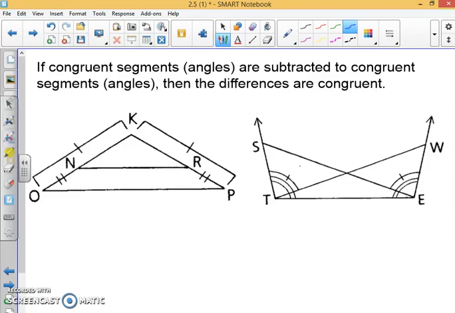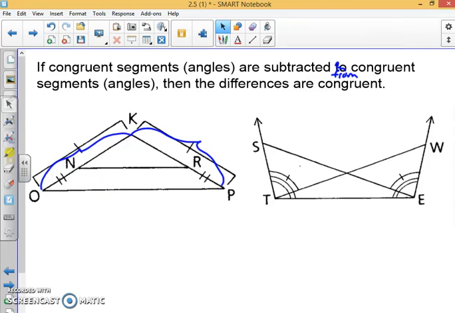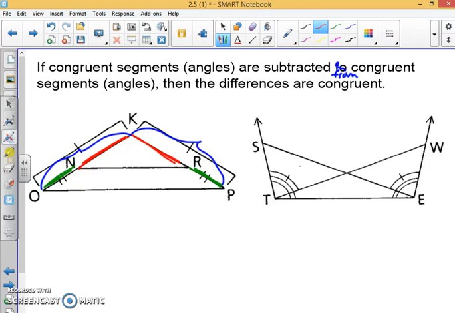Okay, last pair here says if congruent segments are subtracted from congruent segments, then the differences are congruent. So let's look at that. We have that KO is congruent to KP. We have that RP is congruent to NO. We are going to take the blue and subtract the green, since the blues are the same and the greens are the same. What we're left with in red must be the same. So our conclusion here is that segment KN is congruent to segment KR.